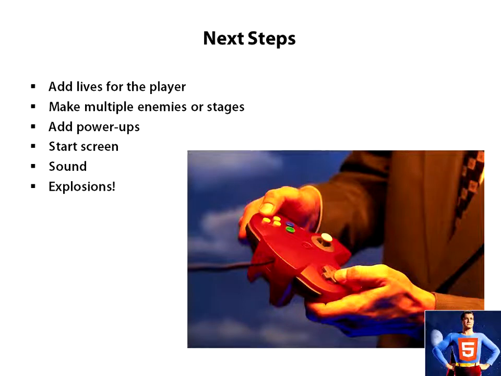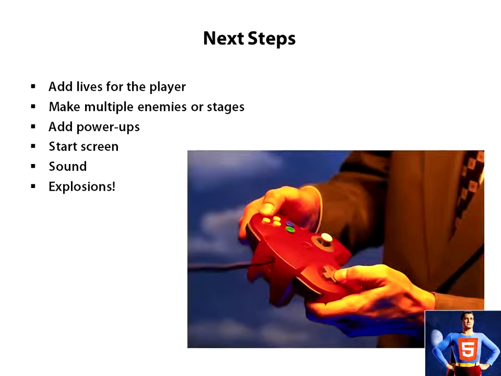Make multiple enemies or stages. This is something that you could definitely add to the game. Maybe create some new AI for a harder stage. Add power-ups. This might be fun. Maybe you add another component that is a souped-up gun that is able to do rapid fire, for instance, or has a bigger shot, or does some kind of special shot. Maybe it fires 2 shots at the same time.